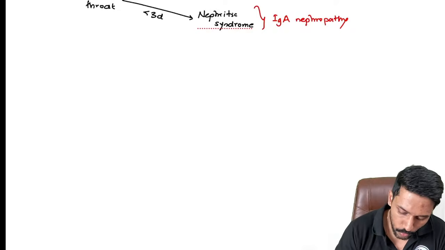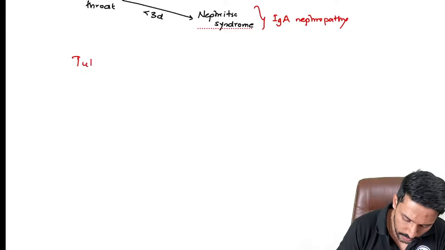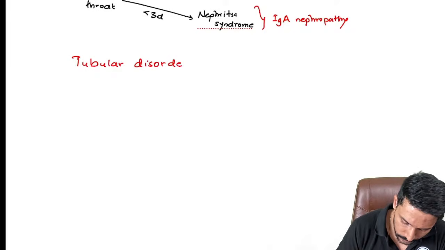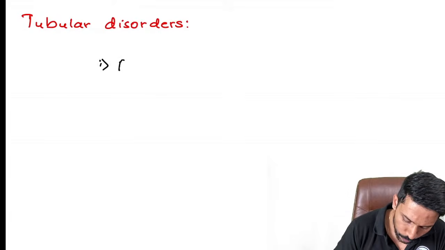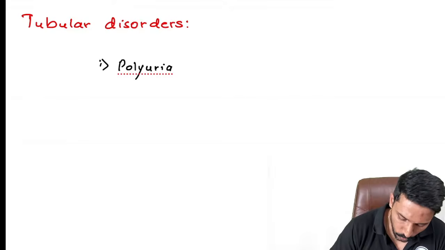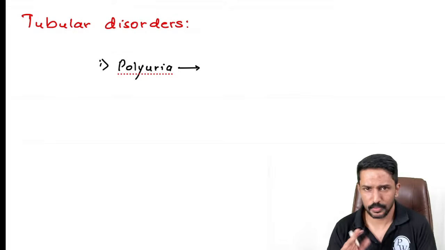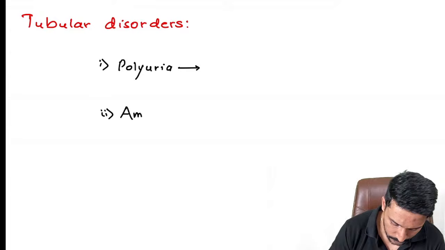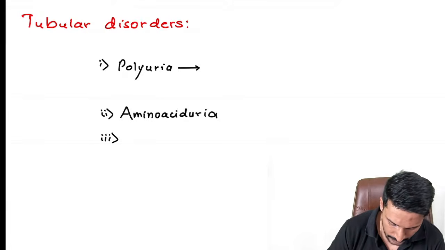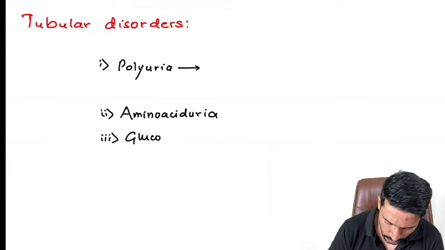So now we have a fair idea about the glomerular disorders. Let us also list what manifestations tubular disorders may present with. So tubular disorders may present with, number 1, polyuria. Now, when do you call it polyuria? That's the only question that I need to sort. Apart from that, these patients may have amino aciduria, that is typical of PCT lesion, that is seen in Fanconi syndrome. These patients may have glucoseuria.